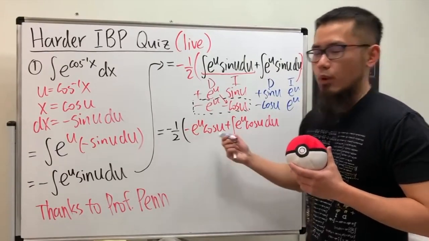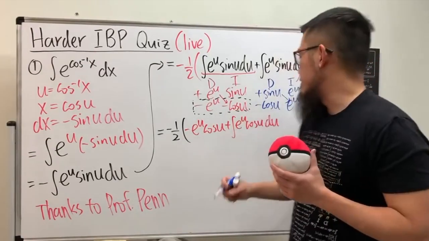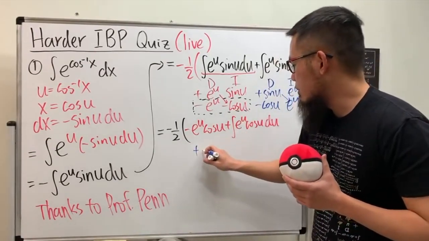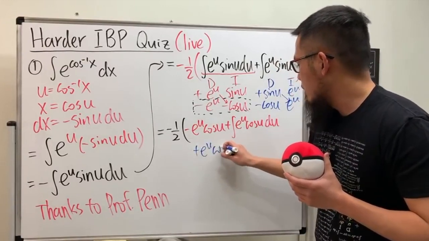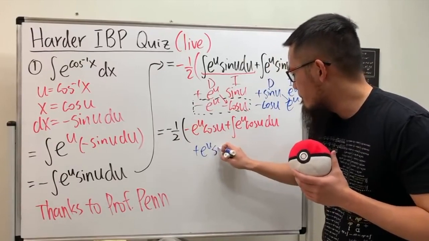Now we do the second one. For this one, again, this times this is going to give us the first part of the answer, and that's going to be plus. So plus e to the u, and this is going to give us sine u right here.